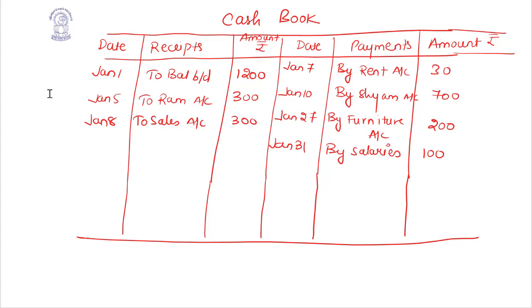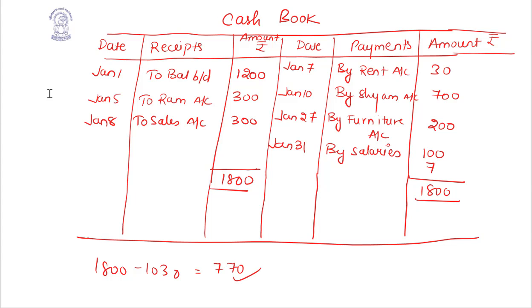Let's make a quick total. 1200, 1500, plus 300, 1800. Over here just write 1800. Deduct all these figures, 700 to 900, 1000, 1030. 1800 minus 1030, do it on calculator quickly, equal to 770. 770, this would be the closing balance.